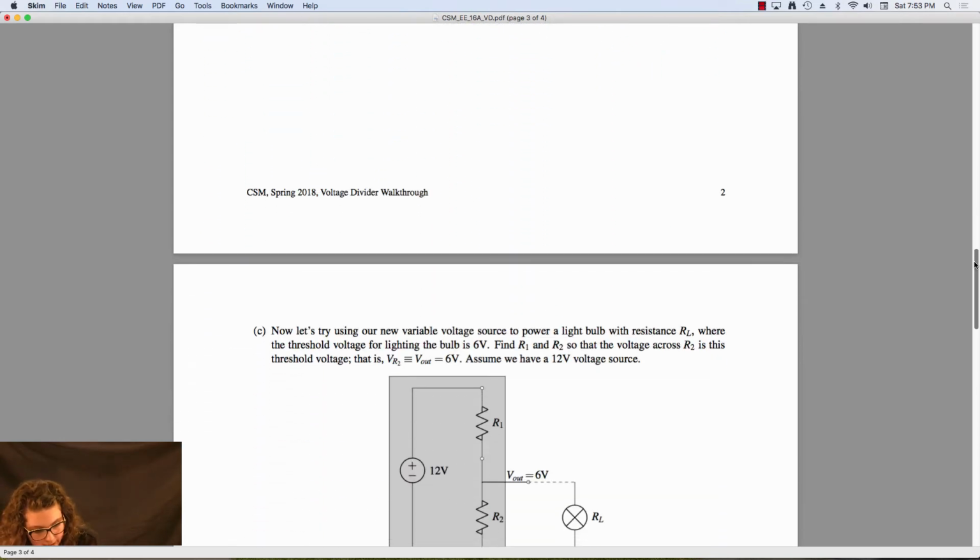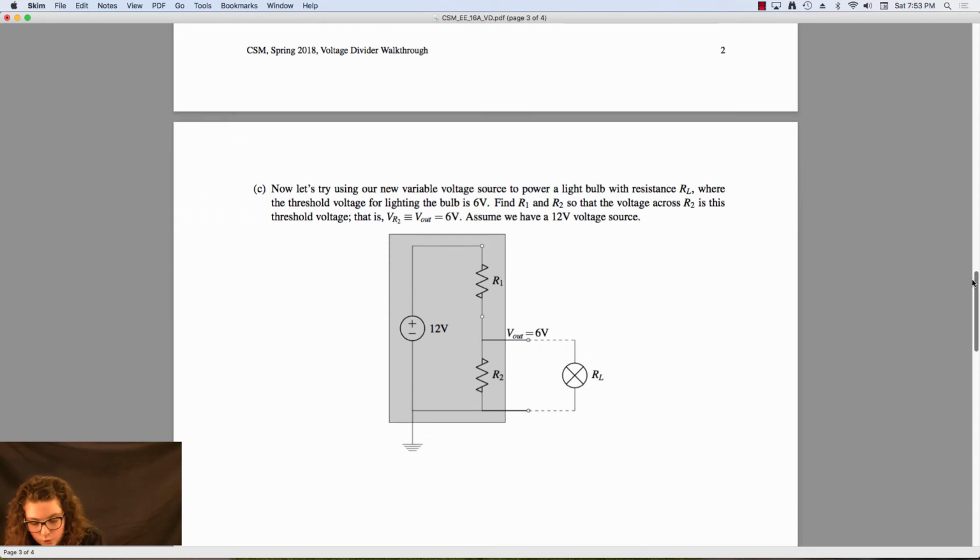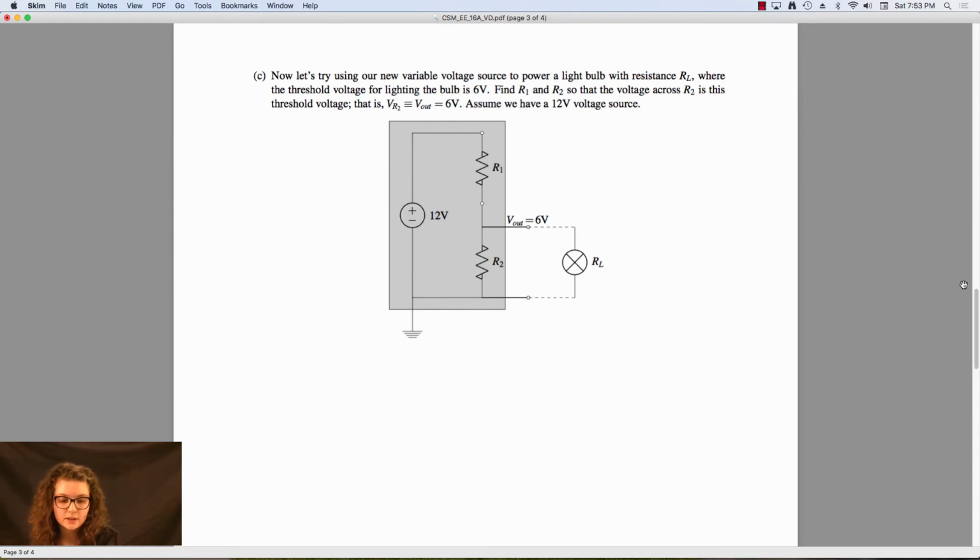So moving on to part C. We want to use this voltage divider now to power a light bulb with some kind of unknown resistance, where the threshold voltage for the light bulb is 6 volts. So we want to find R1 and R2 such that the voltage across R2 is the threshold voltage. Right now we're ignoring the fact that we're going to attach a light bulb to this circuit, like this, that will be in parallel with R2. Right now we are just trying to balance our circuit such that this V out is 6 volts.